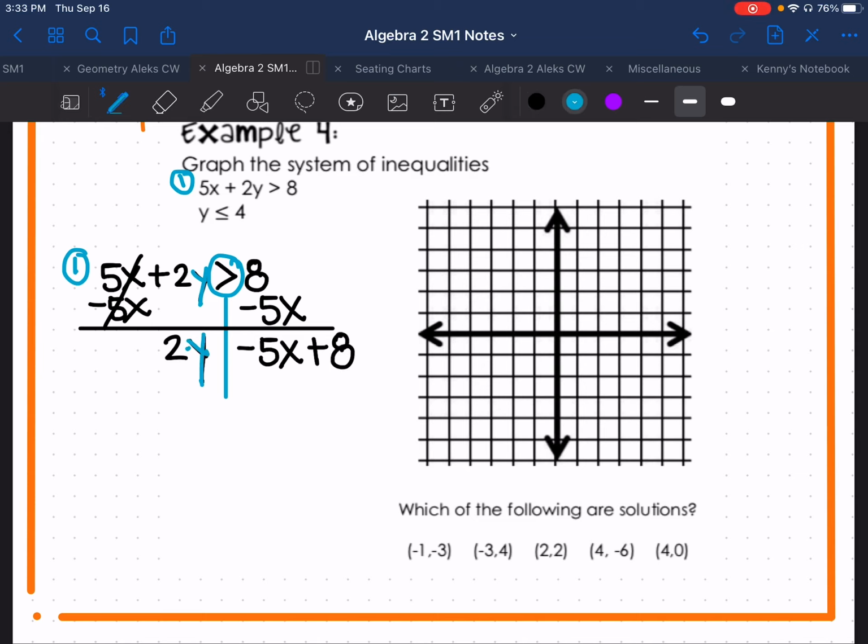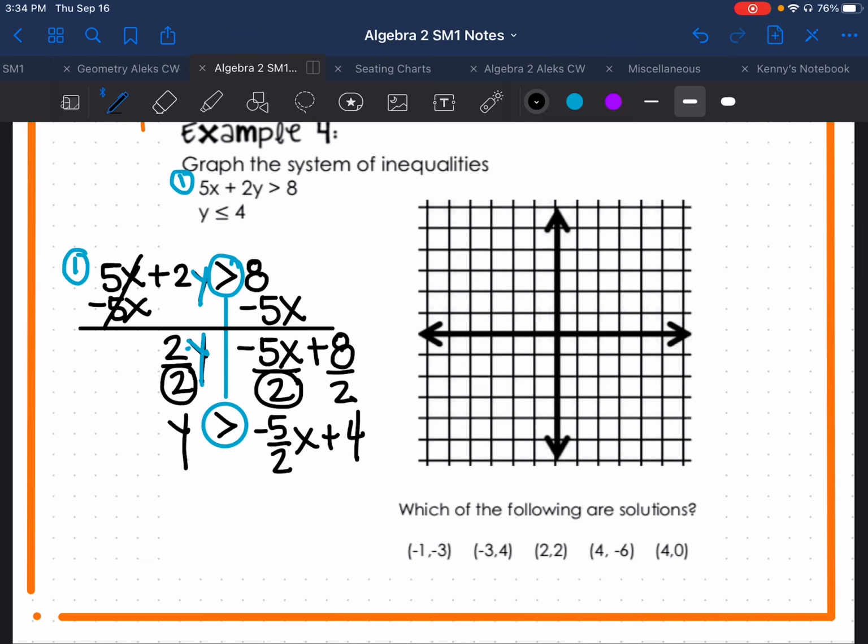Remember, I'm going to get rid of that multiplication by dividing. Remember, when I divide, I need to look at the number that I'm dividing by. If it does happen to be a negative, that is going to switch my inequality. It's not negative, so this one is not going to switch. And 8 divided by 2 is, of course, 4. This is just helping me so that I can graph.